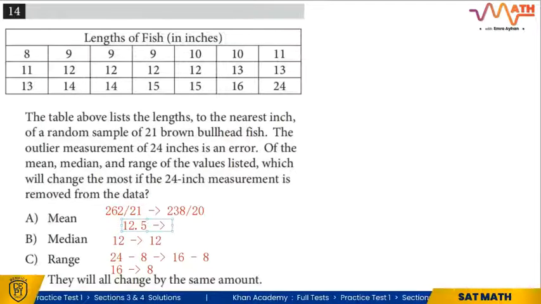238 divided by 20 is 11.9. It's almost 12. So when you look at the change here, the biggest change in the range is 8. The difference is 8. In the mean, the difference is only 0.6. The median didn't change, and the range is 8. So the biggest change is the range.